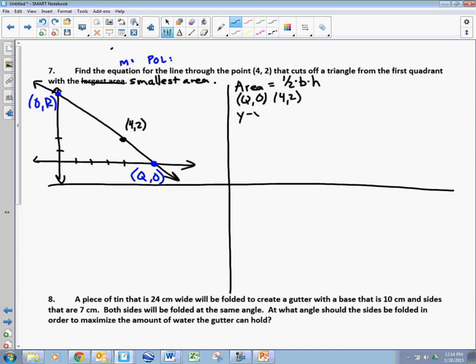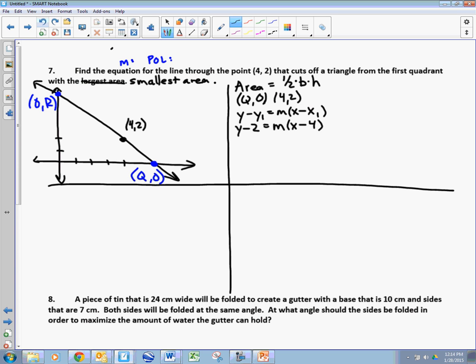And y minus y1 equals m times x minus x1. So in both these situations, it passes through (4, 2). So the equation will be y minus what? 2 equals m times x minus what? 4.